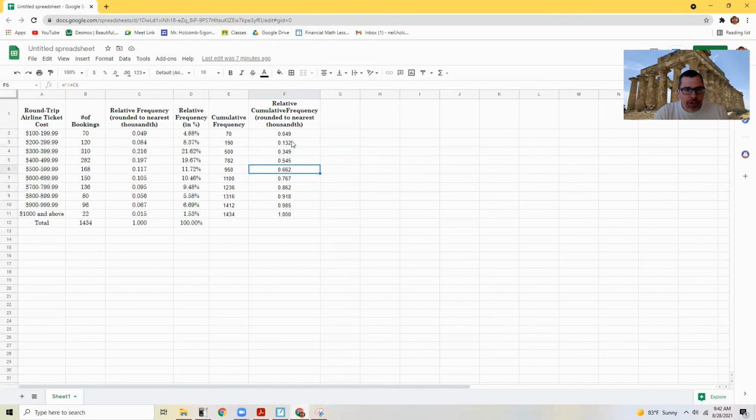So what it's doing is just taking the cumulative frequency and dividing it by the total. So I could change my formula here if I wanted to. I could come here and hit delete, and then I could say equals cumulative frequency divided by the total. And it would be the same value, 0.132.